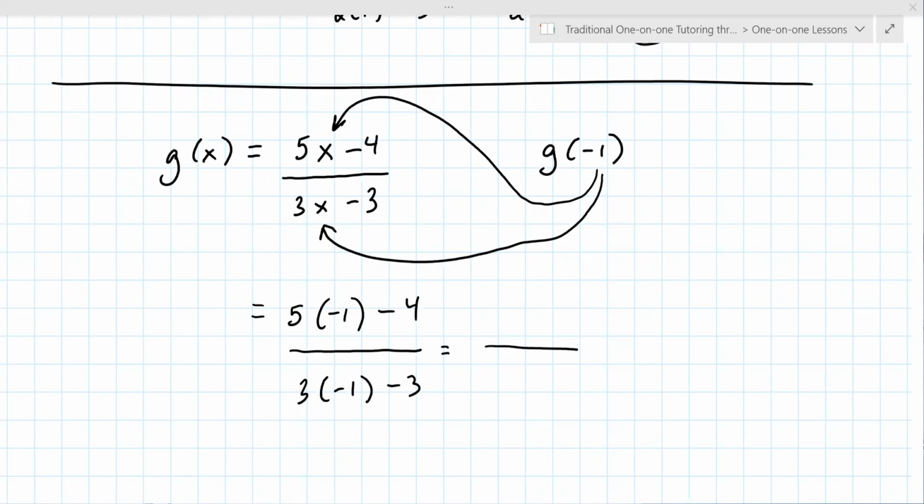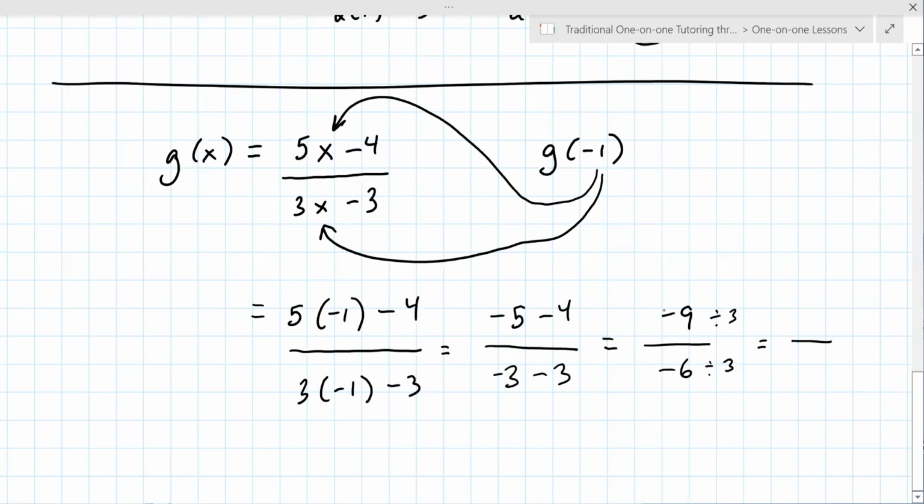Okay, -5 minus 4. That is a negative. I got -9. It is -9. Good. Okay, how about on the bottom? -6. That's right. Is there a number that goes into both of these? 3. 3 goes into both, so you divide both by 3.